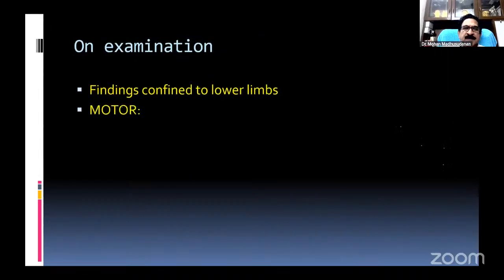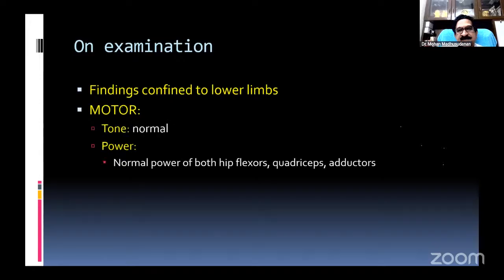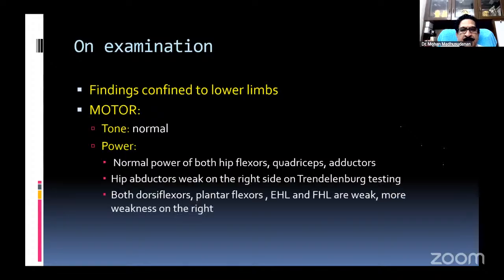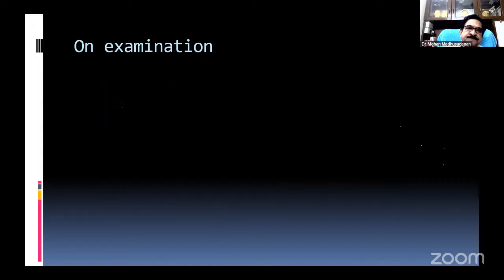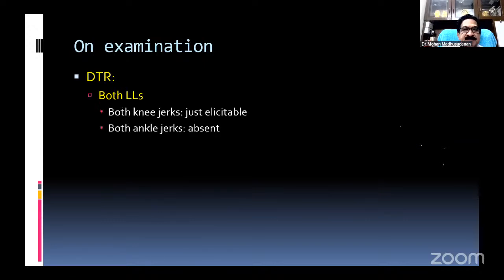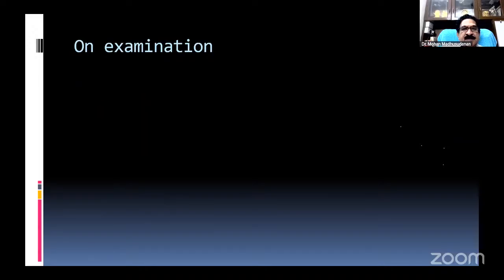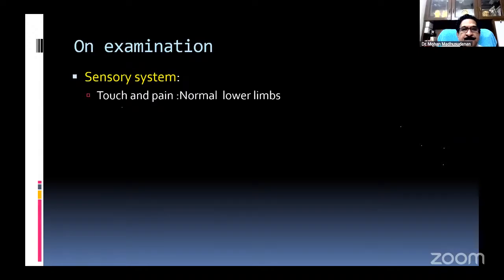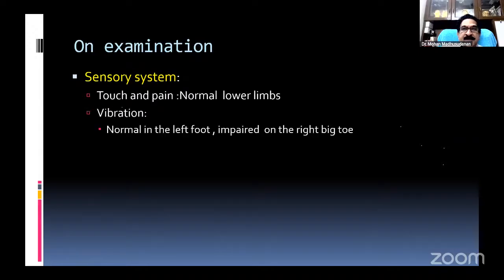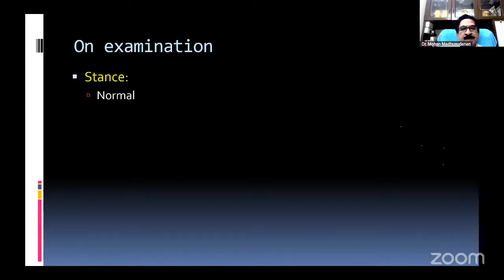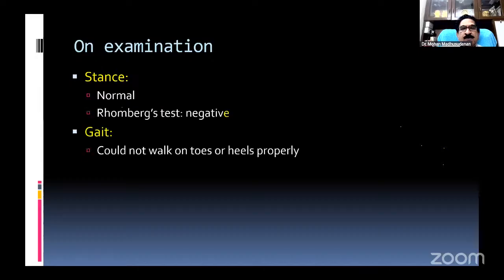So the findings in the lower limb: tone normal, normal power of both hip flexors, quadriceps, and adductors. Hip abduction weak on the right side. Both dorsiflexors, plantar flexors, EHL mildly weak on standing. Both knee jerks elicitable. Ankle jerks absent, plantars both indefinite. Sensory system: touch and pain normal in the lower limb. Vibration normal in the left foot, impaired on the right big toe. Joint position sense impaired on both toes. Romberg's negative. He could not walk on toes and heels properly, but he can still walk.